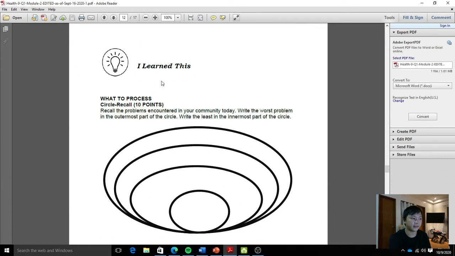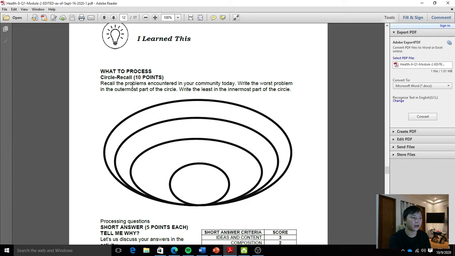Next is I learned this. Write "I learned this," then copy the drawing. Recall the problems encountered in your community today. Write the worst problem in the outermost part of the circle. Write the least in the innermost part of the circle.